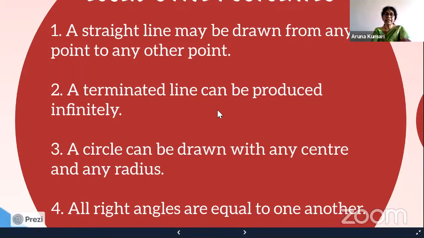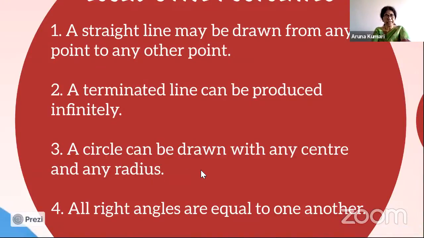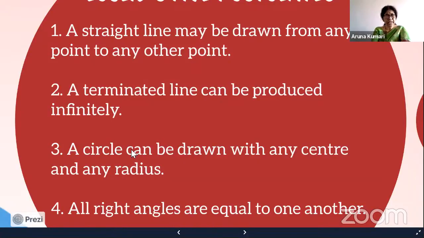A small circle, a big circle, whatever circle. The circle's size depends on its radius. So take any point as center and any length as radius, you can draw it, isn't it? We can draw as many circles as we like. Center is our choice and radius is also our choice.